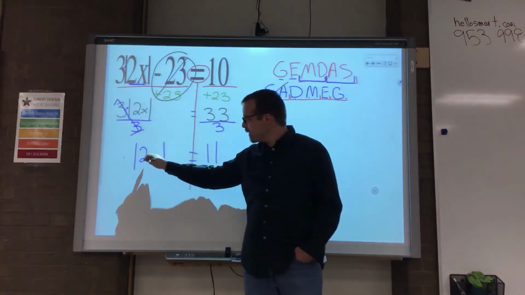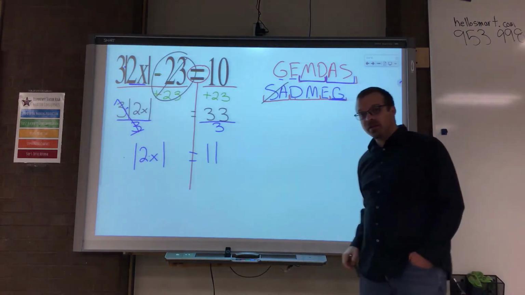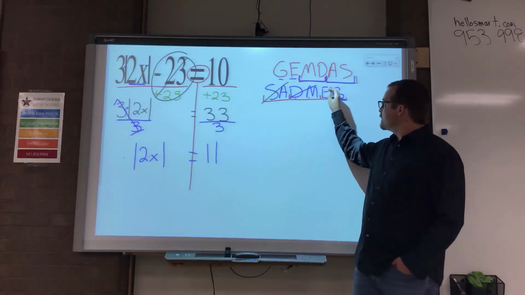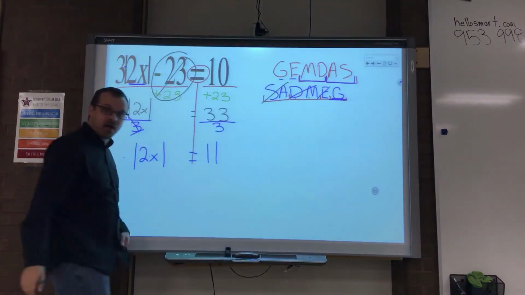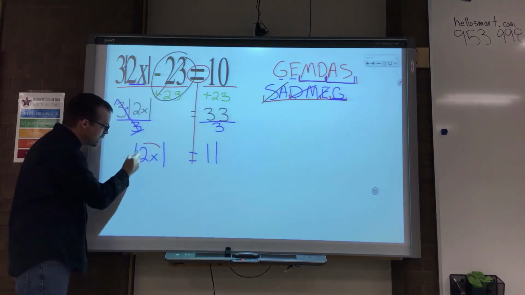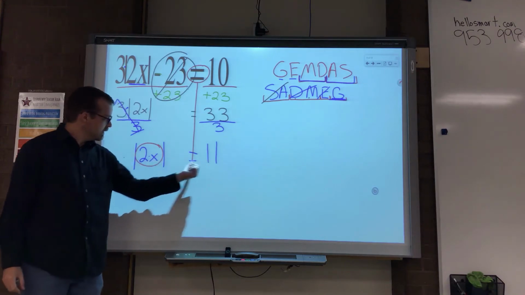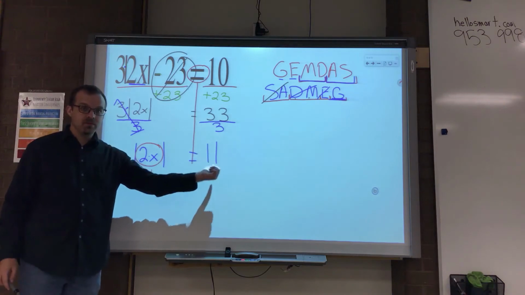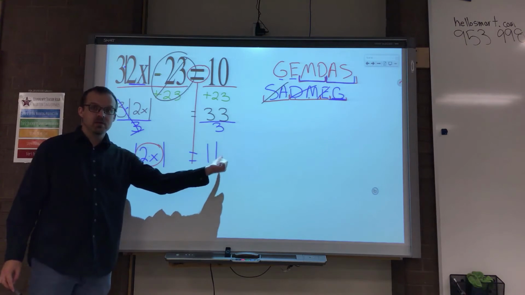Now someone might say, well, what about this 2 times x? Remember, that's in our grouping symbols. We're not there yet. So we're done with our division and multiplication so far. There are no exponents, and now we can work with our grouping symbols. Now, how did we undo the absolute value grouping symbol? Well, it says the absolute value of 2x is 11. So if this were an 11, the absolute value of 11 would be 11. But if it were negative 11, the absolute value of negative 11 would be 11 as well.